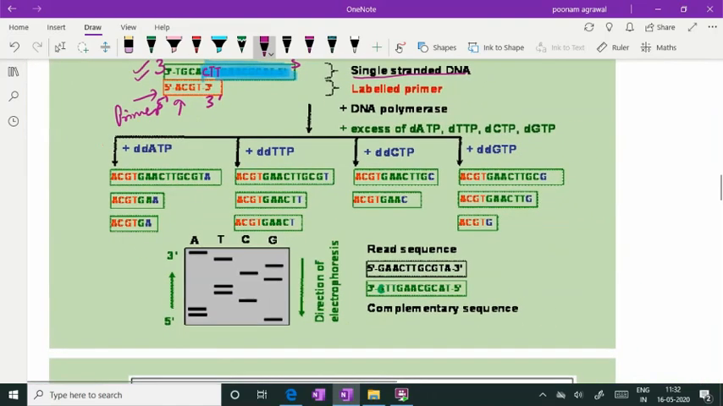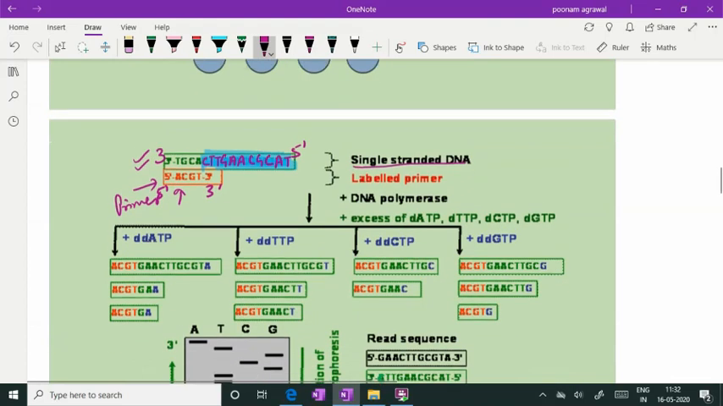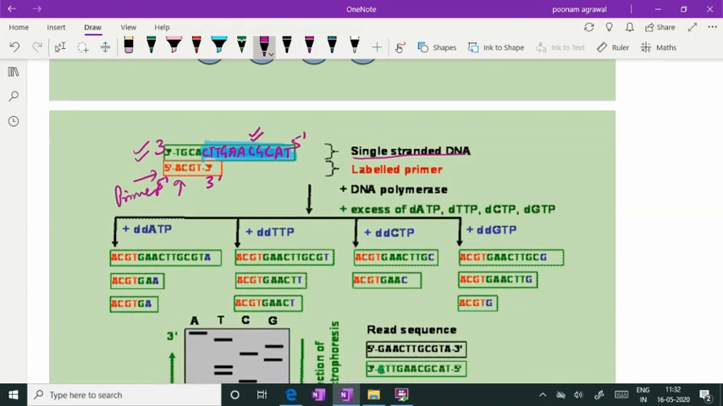Let me write it here. CTT GAA. This is the sequence which was there in the picture, but just because I had highlighted it, for some reason it is not very much visible, so I'm just writing it once again. So this is the sequence of the DNA, which is the target sequence which needs to be sequenced. Now let's see how it is being done.